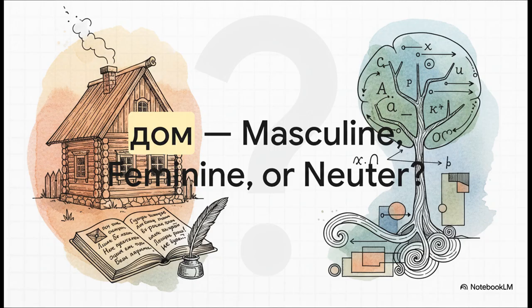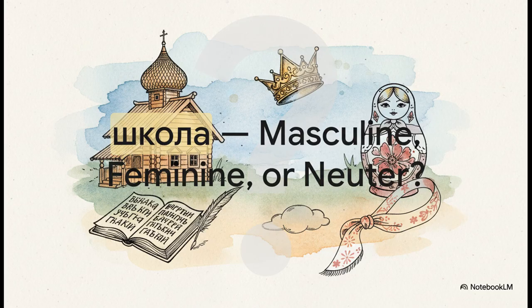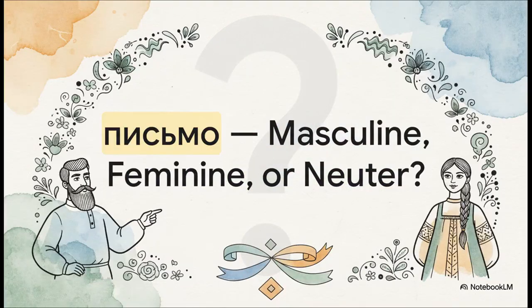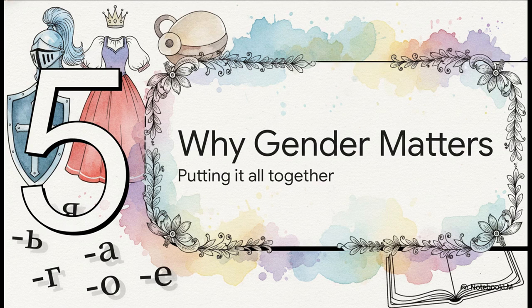Great job. Next up, "shkola." What's that a ending telling us? You got it. That is our classic sign for feminine. See? You're really getting the hang of this. And for our last one, "pismo." Check out that final vowel. That o ending means it has to be neuter. Fantastic work. You nailed all three. You just proved you can figure out the gender of Russian nouns, which is awesome.